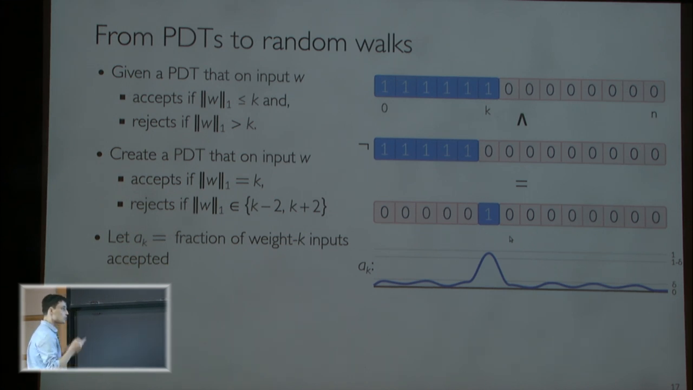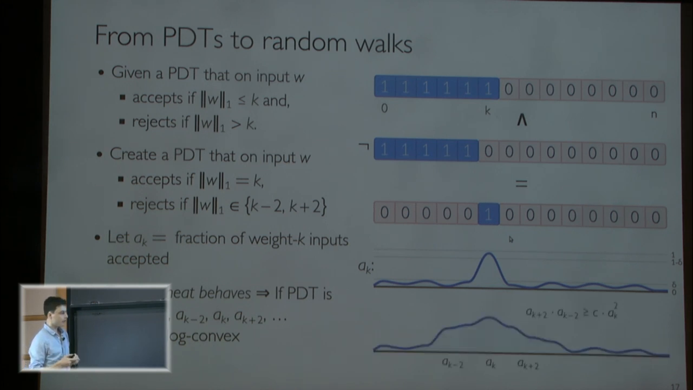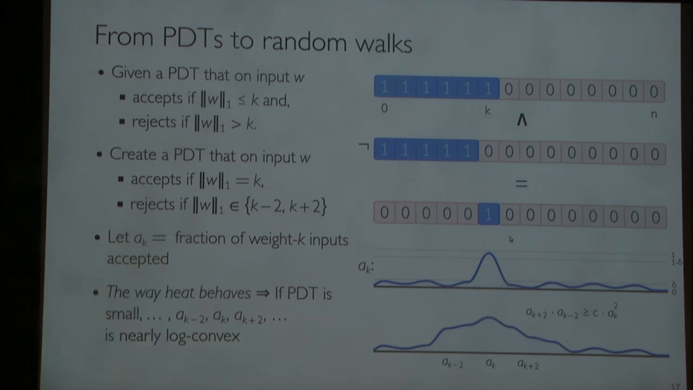In the following slides, we will show that the way heat behaves implies that if the PDT is small, this sequence, especially on the same parity coordinates, has to behave somewhat like a log-convex function. In particular, no sharp peaks allowed. If the sharp peak A_k was large, then the product of A_{k-2} and A_{k+2} has to be large. In particular, at least one of them has to be large.